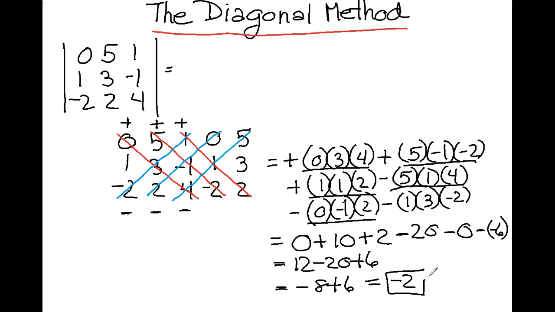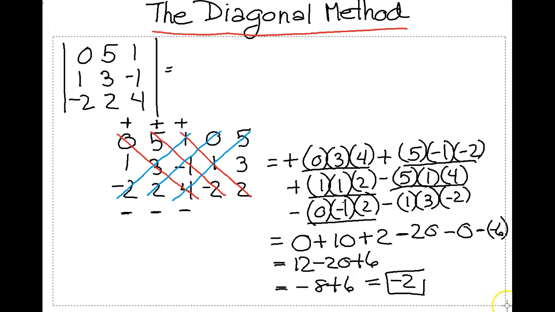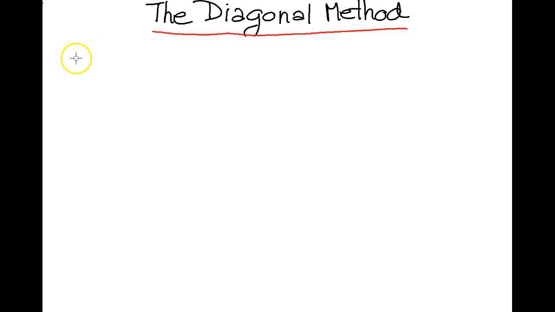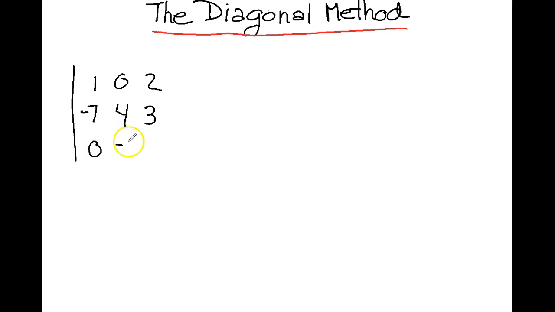And we can do this with any 3 by 3 determinant, so we can use the diagonal method. Let's go ahead and try that process again. We'll just randomly pick a 3 by 3 to use. Let's do 1, 0, 2, negative 7, 4, 3, 0, negative 1, negative 6.